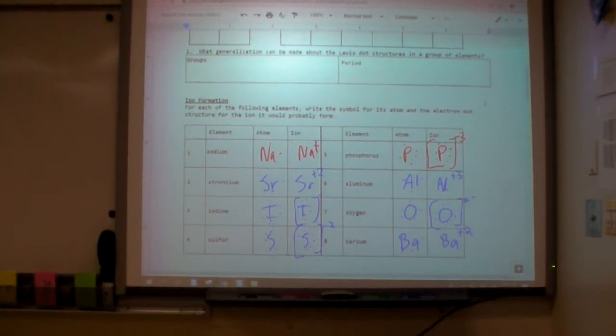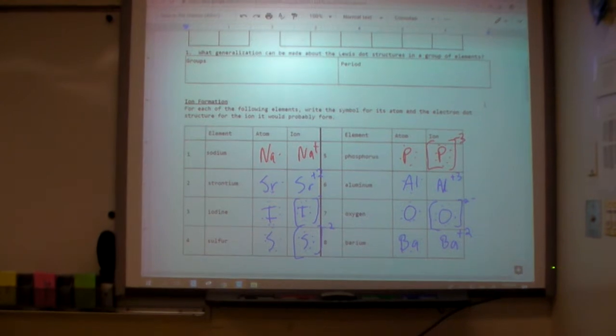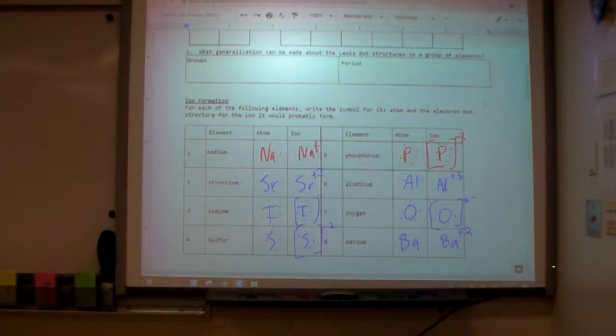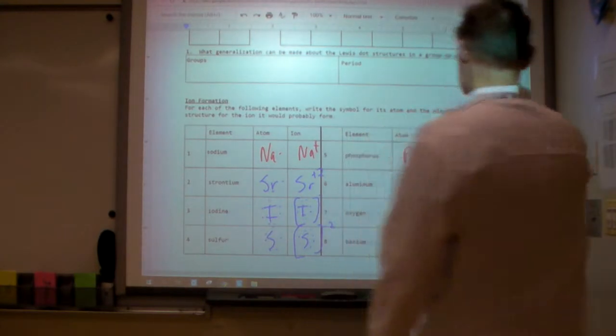What purpose do the brackets serve? When did I leave the brackets off? When it lost all the electrons, so there's nothing to hold. Does that make sense? The electrons are there to show that, well, what did aluminum do with electrons? It lost them. So you'll notice that it has no more dots and has a plus three charge.